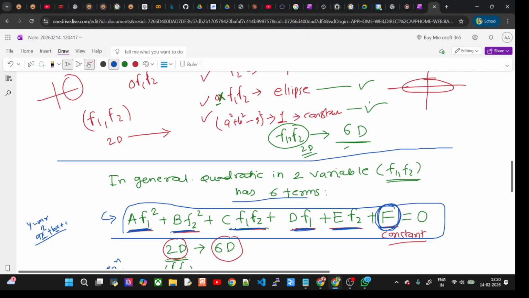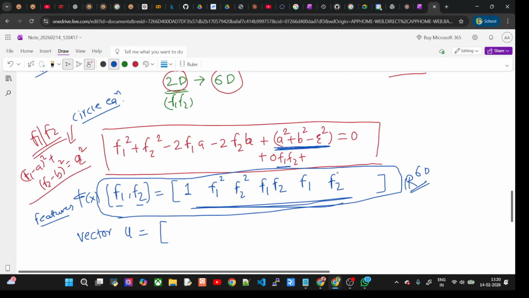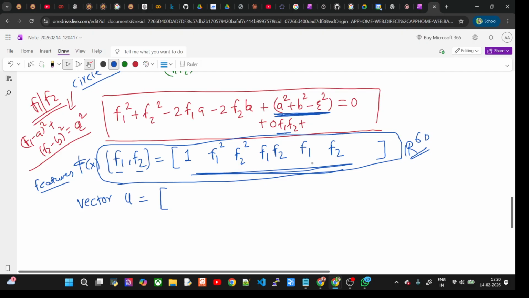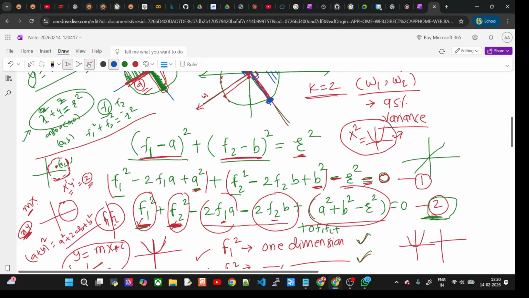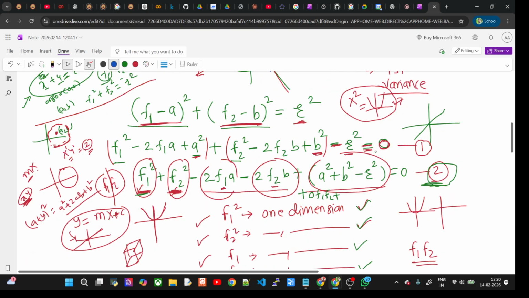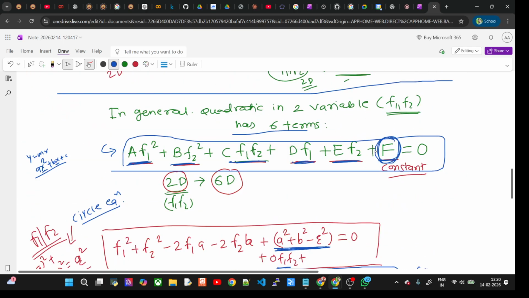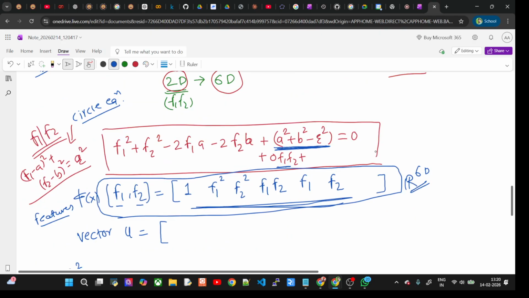So how do you get, like here, f1 square, maybe let me write this equation. f1 square, f2 square, 2 f1a, f2b. Oh, okay, I wrote it here already, this equation 2.